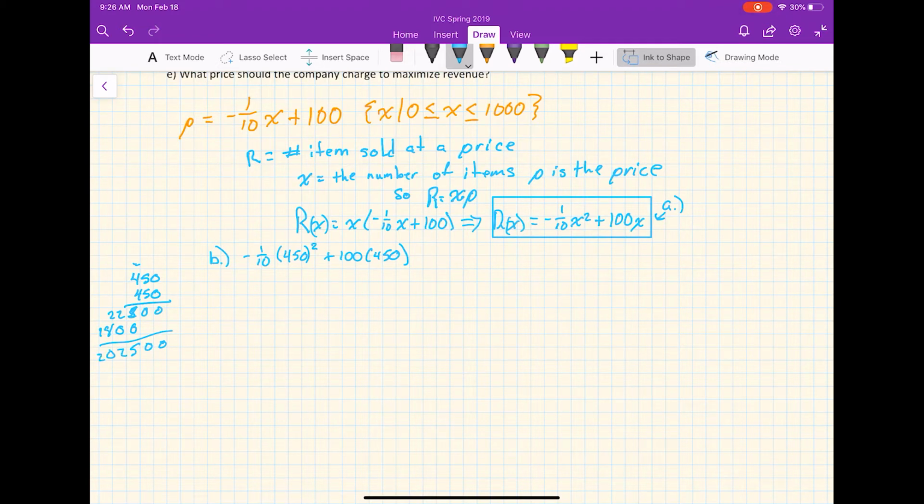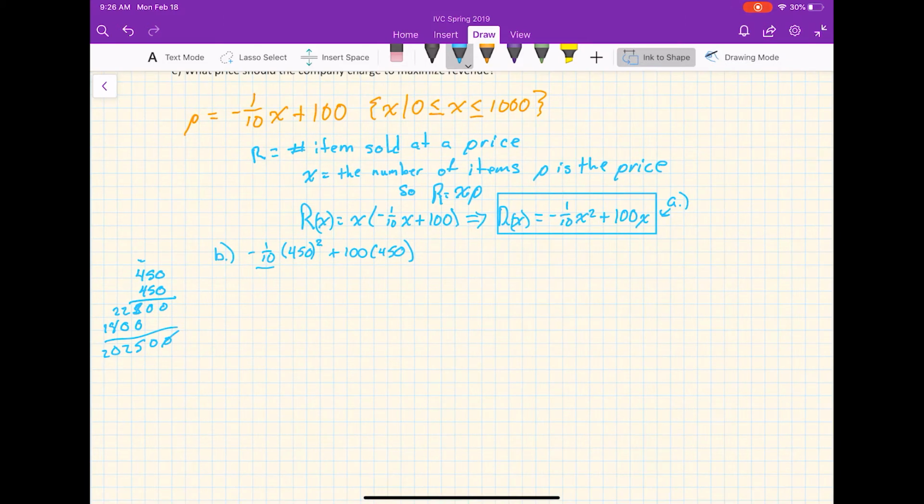Add that all up and we're going to get 202,500. But then we're going to multiply it by negative 1/10. So 1/10 of this basically is going to kill one of these zeros. So we get negative 20,250. And that's going to be plus 45,000. Just add the two zeros because we're multiplying by 100. That makes it a little easier. So this is really kind of a subtraction problem.